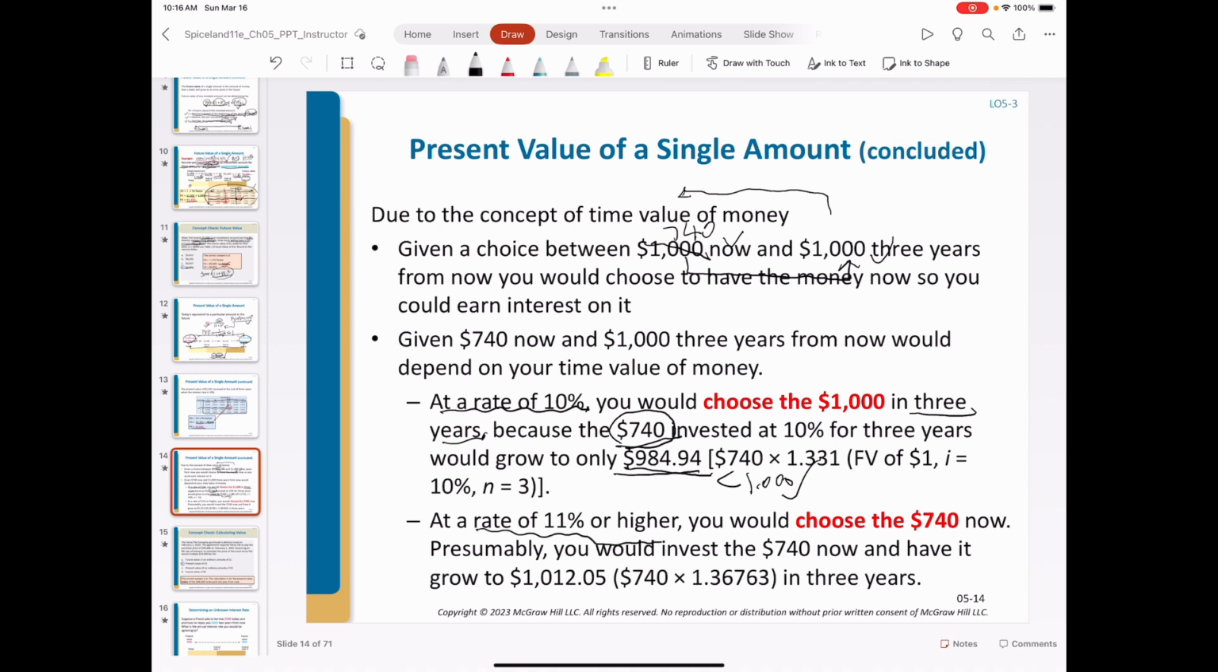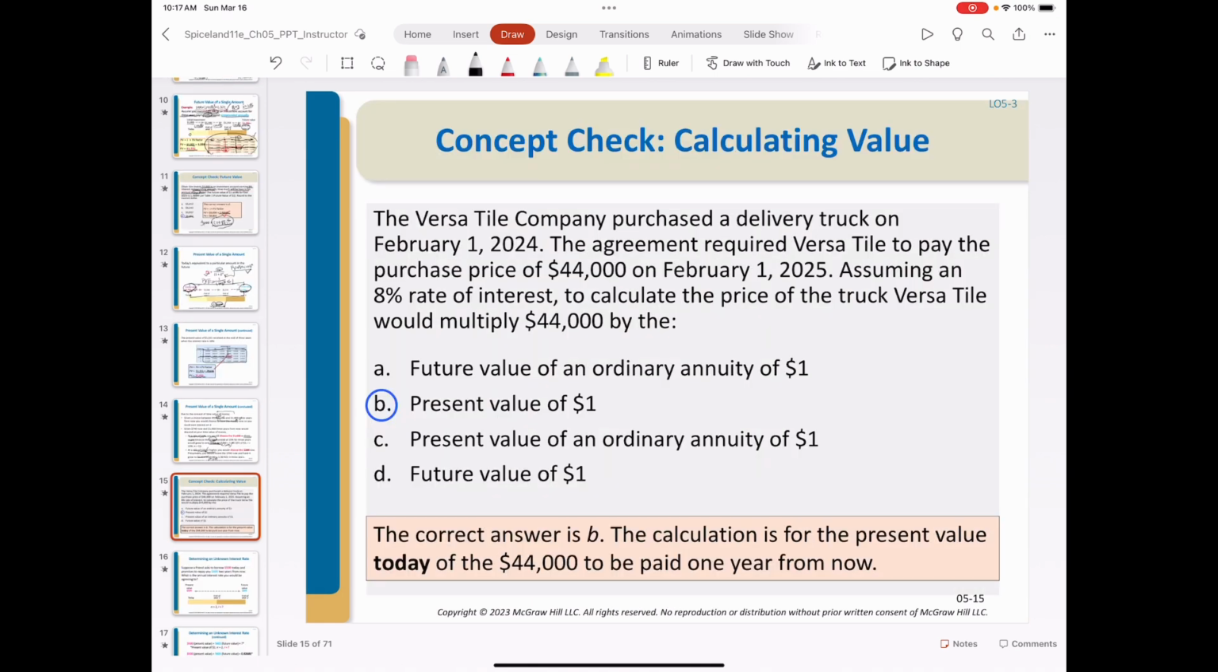But if the interest rate was 11% or higher, the 740 now will accumulate to a greater value because of the higher interest rate. So 740 will be $1,012.05 3 years later, which will be greater than the other option, $1,000 at the end of year 3. So then 740 will be preferred under this assumption.